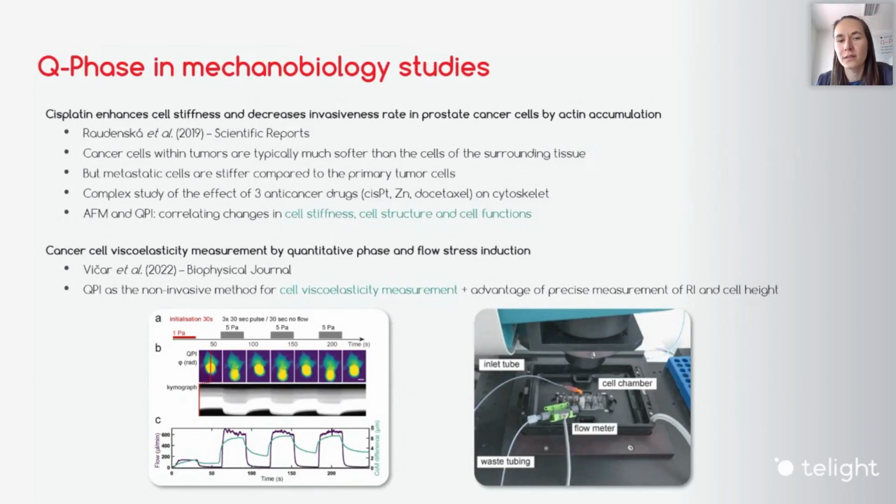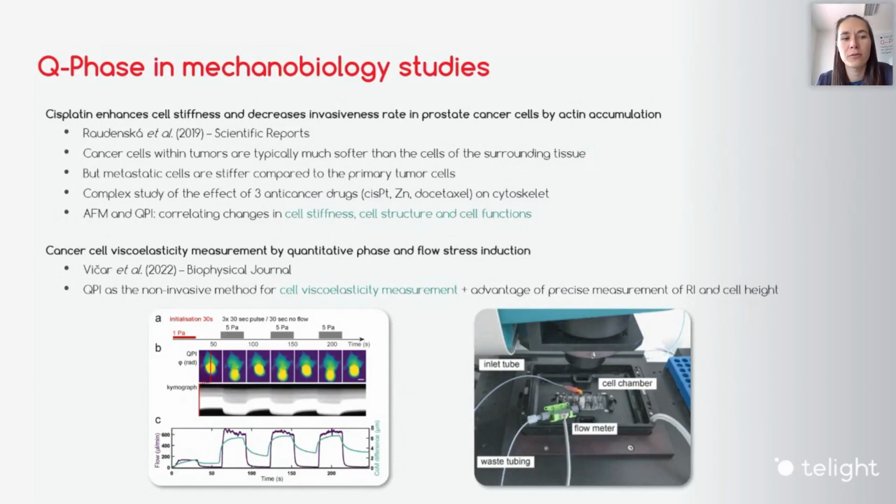But when cells decide to create metastasis, they are stiffer compared to the primary tumor cells. And they were studying the effect of 3 drugs on exactly this stiffness. And again, they correlated the QPI technology with AFM and confirmed that these technologies correlate nicely in terms of measuring cell stiffness, cell structure, and cell functions.